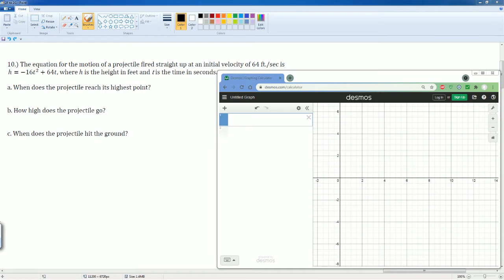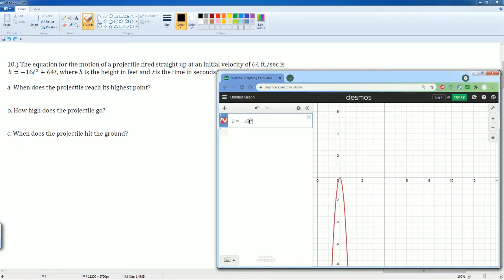The equation for the motion of a parabola fires straight up at an initial velocity of 64 feet per second. It is governed by that quadratic equation: H is equal to negative 16t squared plus 64t, where h is the height in feet and t is the time in seconds. This is very straightforward if you graph it, so let's just put it on a graph. Type in decimals, exactly what you see. H is equal to negative 16t squared plus 64t.